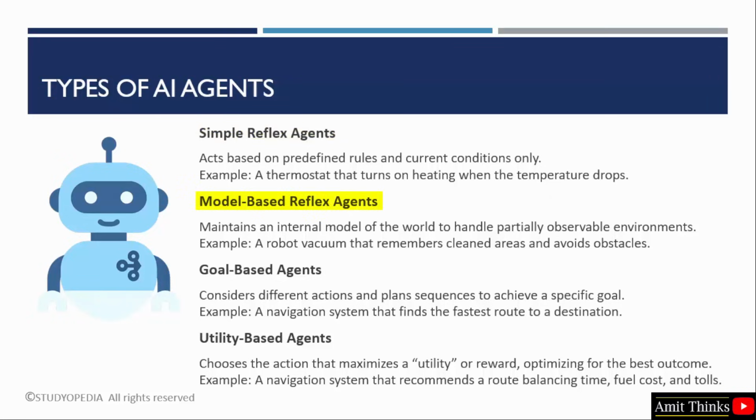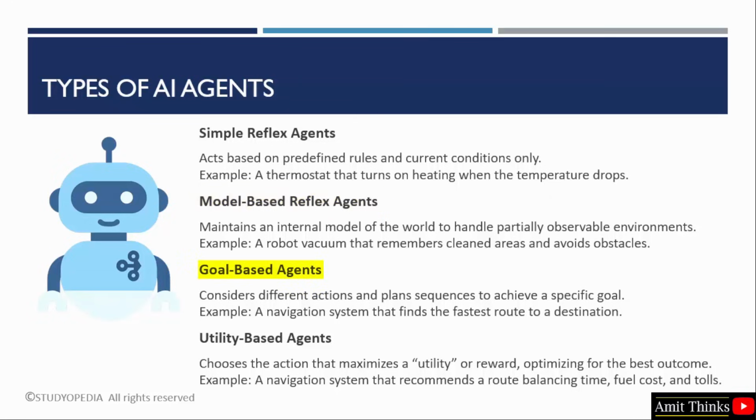The second one is model-based reflex agents. It maintains an internal model of the world to handle partially observable environments. For example, a robot vacuum that will remember which areas to be cleaned and avoid the obstacles while cleaning.